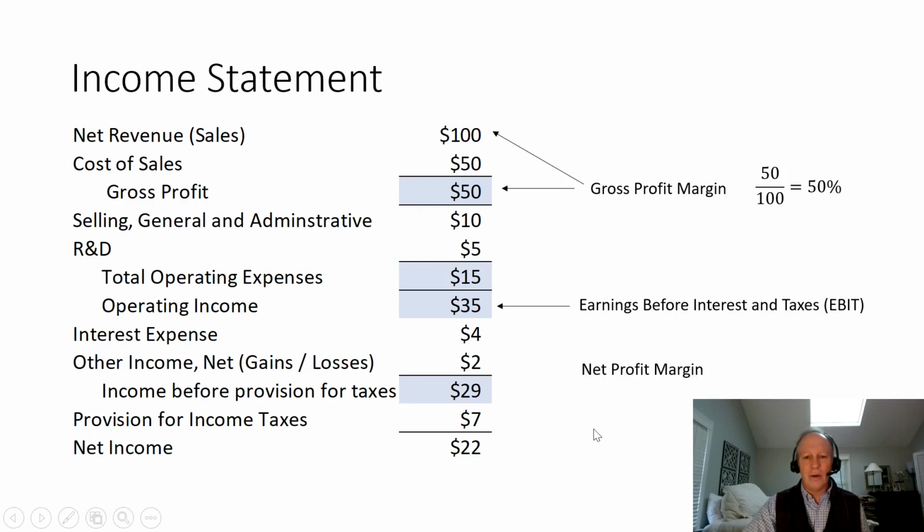I subtract that, and I get net income. And so when I look at this, my net profit margin is my net income divided by sales. So it's going to be this $22 divided by sales. And in this case, it's 22%. So I could compare that to another company in the same industry. I could also compare that to how this particular company did last year. How did they do the prior year?